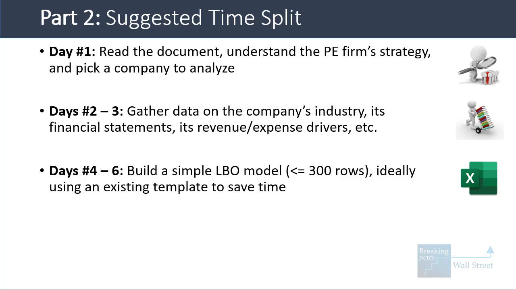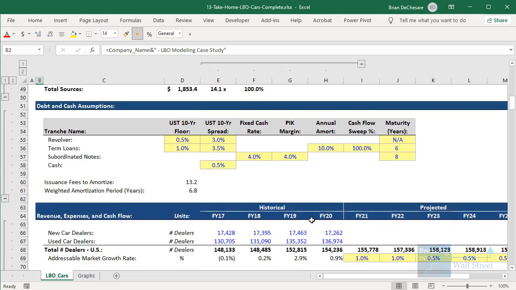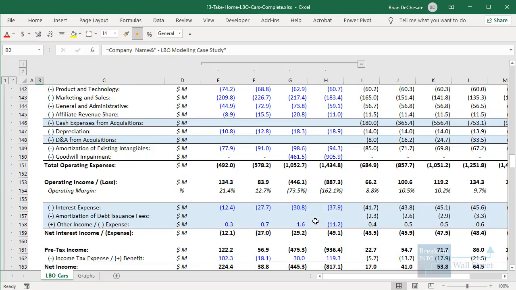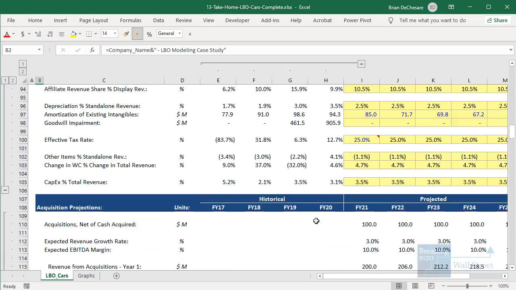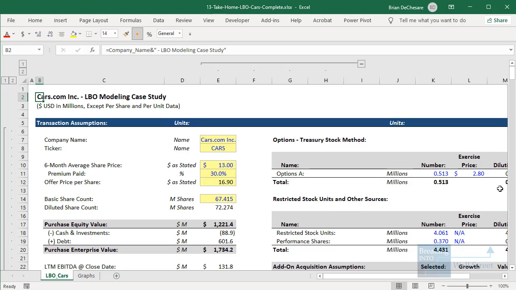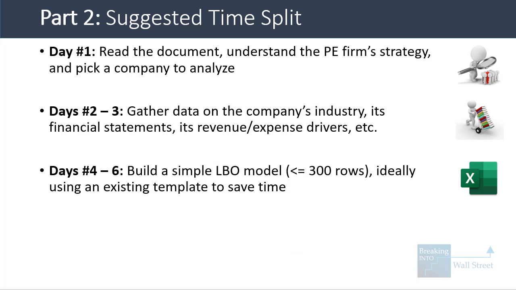On days 4 through 6, you want to build a simple LBO model. I would say between 200 and 300 rows, but you could potentially make it even simpler than that. And you ideally want to use an existing template to save time here. If you try to build your own template from scratch, it's just going to take too long in most cases. So if you look at the template that we're using in this case study, it's not really built from scratch. It's built on top of many other examples of LBO modeling templates that we had around, and we just modified it for this specific company.